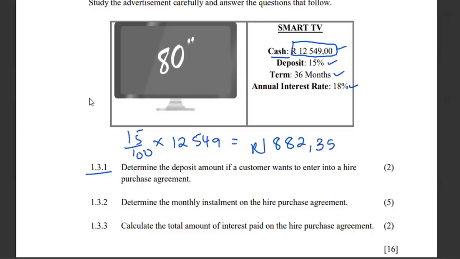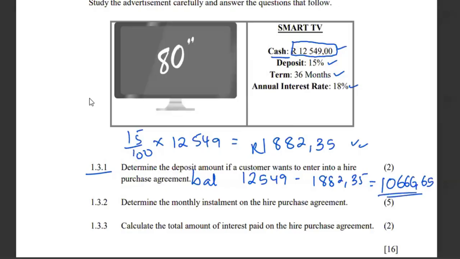Then 1.3.2, determine the monthly installment. Now, for us to get the monthly installment, remember from the 12,549, we have paid the deposit. We need to get the balance first of all. So 12,549 minus 1,882.35, so our balance becomes 10,666.65. Now it is this balance that is going to attract interest, because this is now the loan amount.